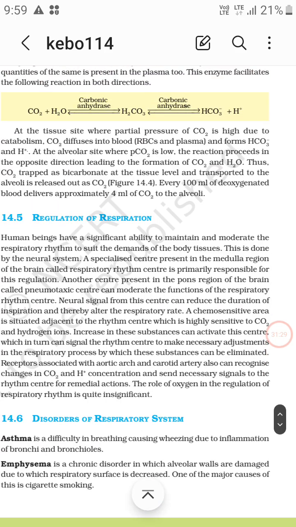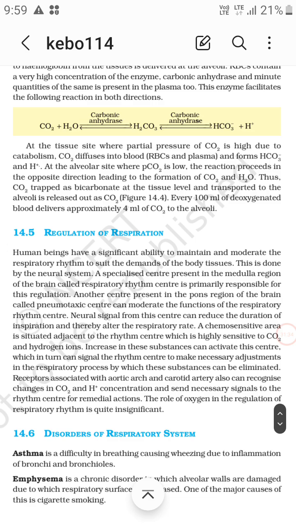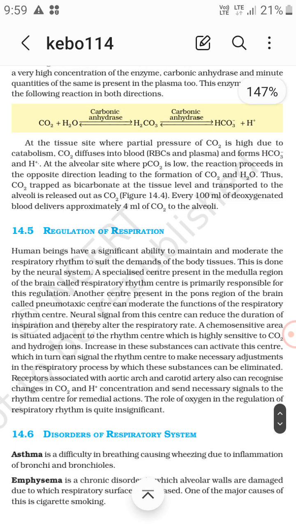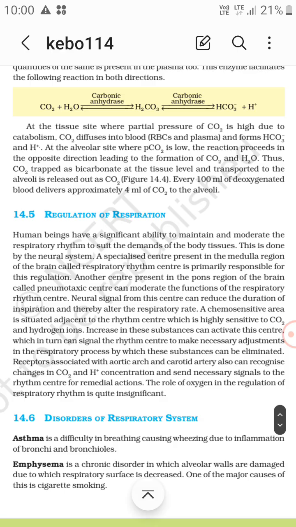Now, the regulation of respiration. Human beings have a significant ability to maintain and moderate the respiratory rhythm to suit the demands of the body tissues. This is done by the neural system. A specialized center present in the medulla region of the brain, called the respiratory rhythm center, is primarily responsible for this regulation.